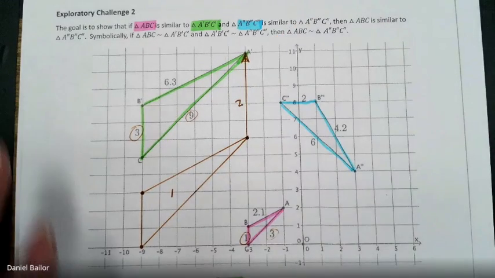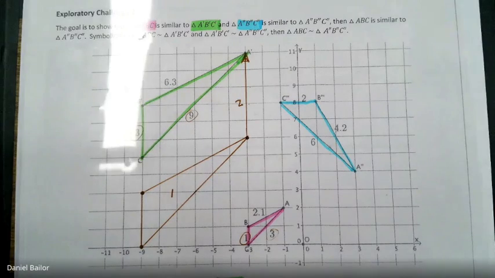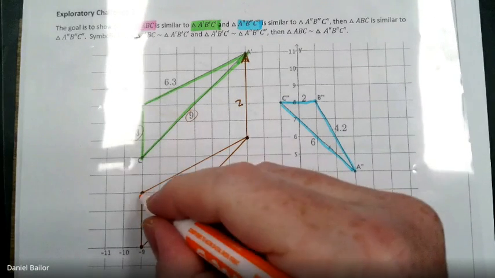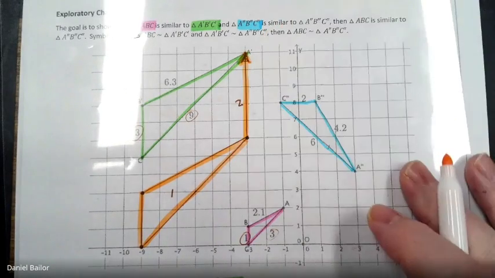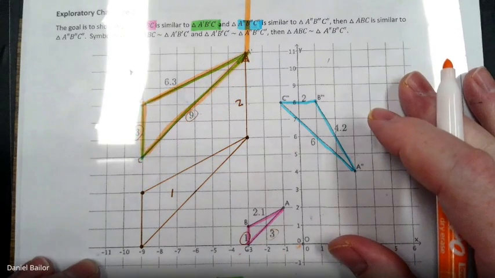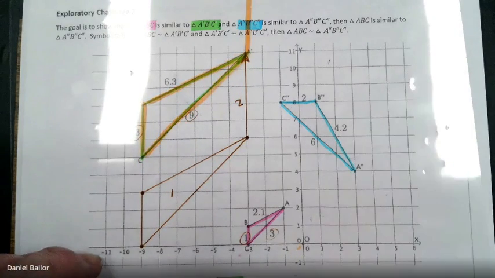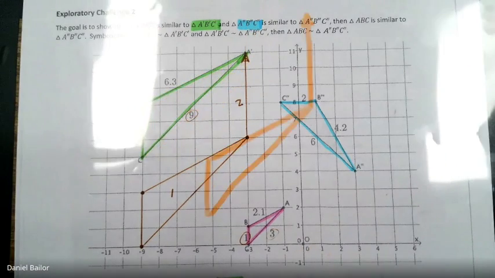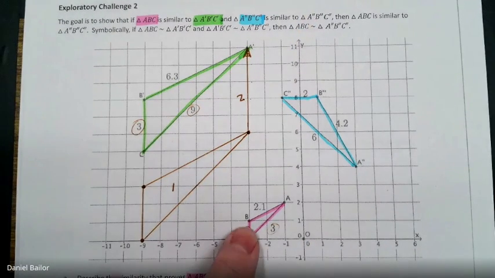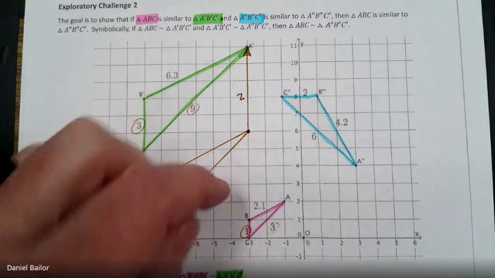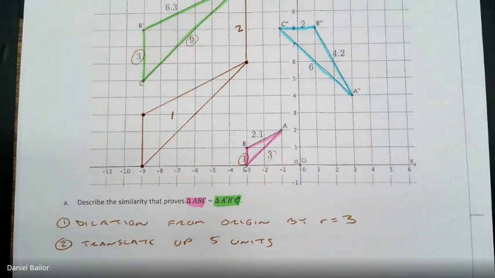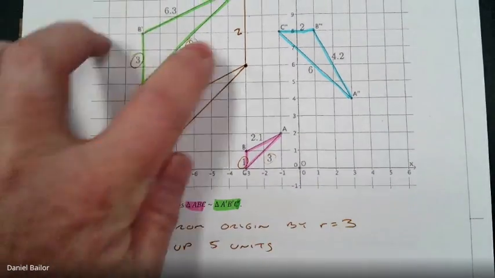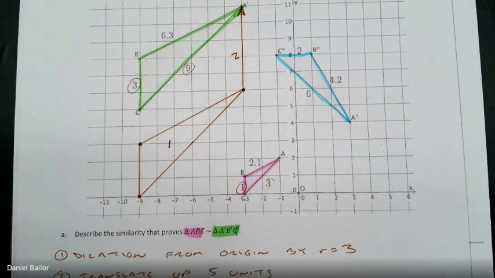You can even check if you like. If you don't believe me, we can check with our transparency. I trace my vector. I slide straight up. Bingo, lines up perfectly. There we go. So that is how the pink moves on to the green. First, I grow it with my scale factor, and then I translate, slide it up using the vector up 5 units. Step one, step two, easy enough.